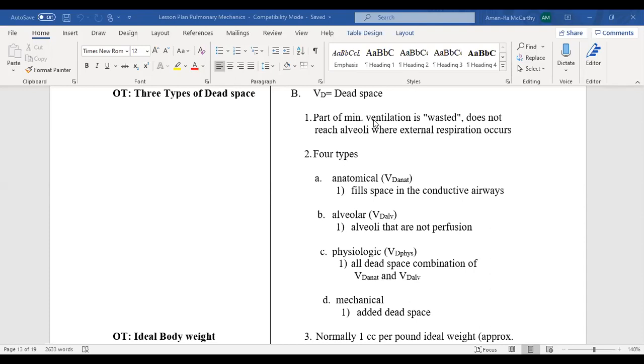So what if you have an open alveolus but no blood to pick up the oxygen? It's wasted. So alveolar dead space is alveoli that are not what? Perfused. Perfusion means blood flow, right? So alveoli that don't have perfusion are wide open, but there's no blood to pick it up. That is also wasted. Might as well have been in the conductive airways, because there's no capillary picking it up. So that is alveolar dead space.